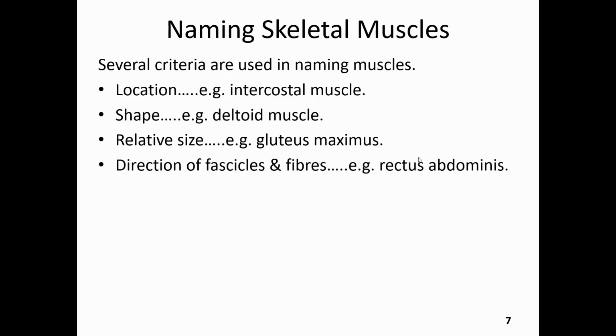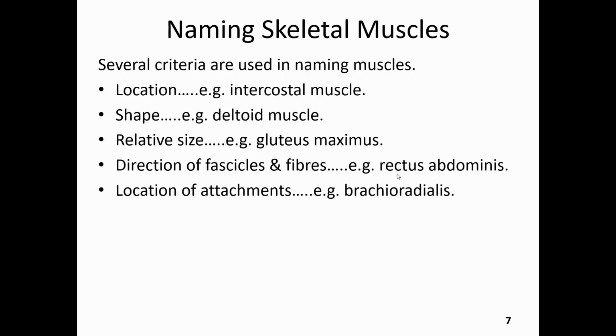The direction of the fascicles and the muscle fibers are often used to name muscles. For example, a muscle in the abdominal region, the rectus abdominis, is named according to the direction, in that these are muscle fibers that tend to have a straight line appearance, which is the definition of the term rectus.